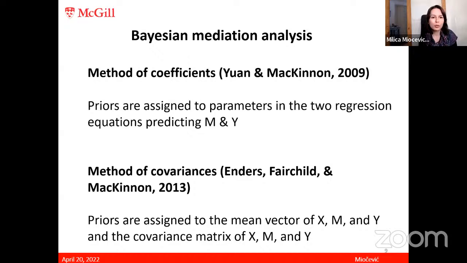And if that's the approach you're taking, you could use the method of coefficients, which involves specifying prior distributions for all parameters in your regression models for the mediator and for the outcome. Or you could use the method of covariances, which involves specifying prior distributions for the vector of means of X, M, and Y and the covariance matrix of X, M, and Y. In this talk, I'll focus on the method of coefficients.